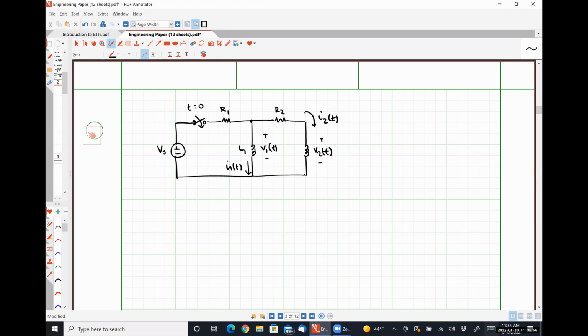V1, V2 plus R I2. L1 parallel with R2. All right, so you're saying we could write a KVL equation around the right-hand loop, okay? So V1 of t is equal to V2 of t plus R2 times I2 of t.